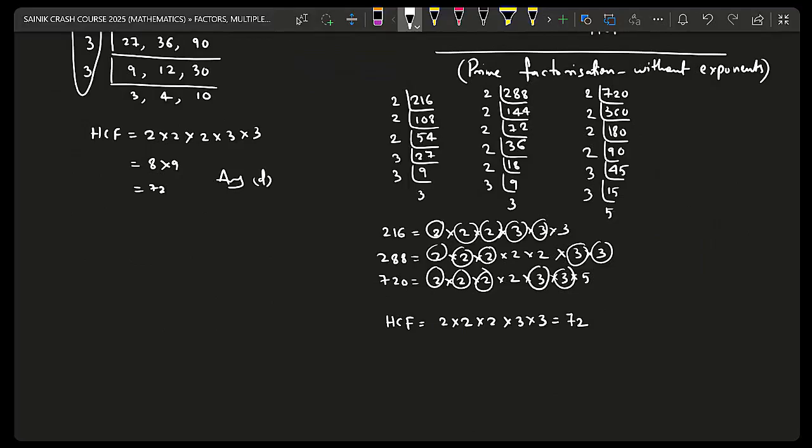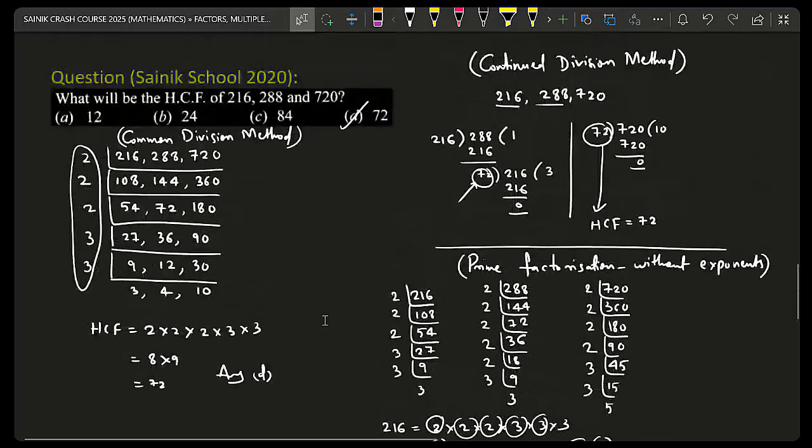Can any student explain in any other method? Raise a hand now. Wait a minute, Rishikesh. We discussed the common division method, we discussed the continued division method, and we discussed prime factorization without exponents. All of them gave the same answer, 72. Now, can any other student explain in another method? Rishikesh, you can mute yourself. Okay, sir.